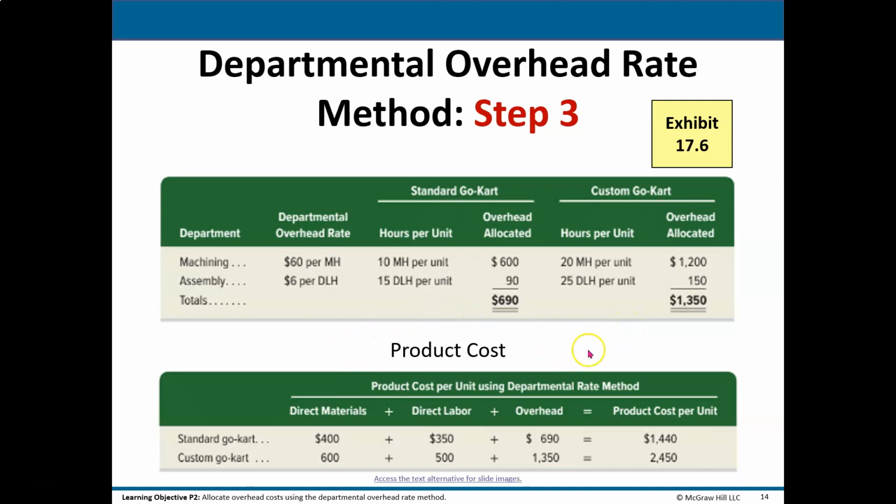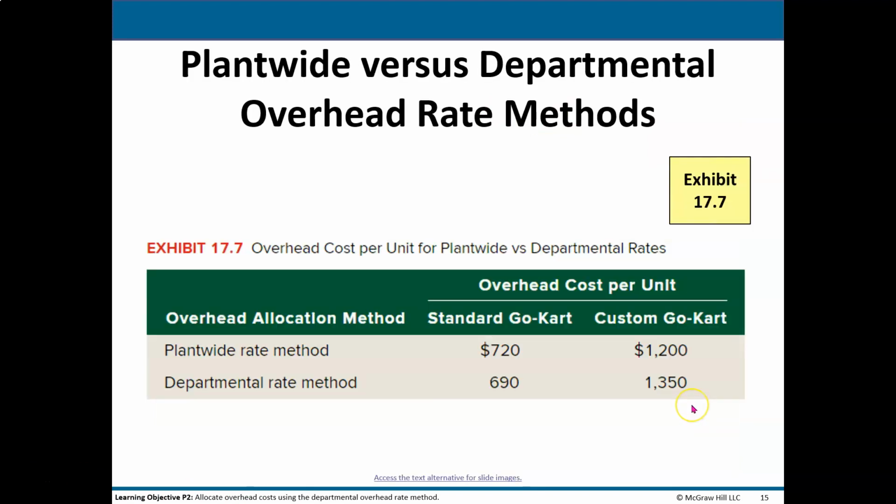So now when I get my product costs, I'm going to add my direct materials plus my direct labor plus my overhead and get $690 for the standard go-kart. So my product cost per standard go-kart is $1,440. The custom go-kart, $600 of materials plus $500 of direct labor plus this $1,350 for overhead being allocated gives us a total product cost per unit of $2,450 per custom go-kart.